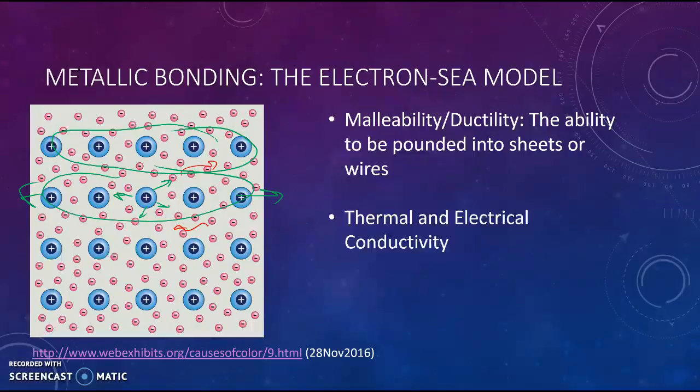And I think electrical conductivity is easy enough to understand. These electrons can move. They can react to an electric field. They can move through the metal, kind of just jumping from one cation to the next. And so it can conduct a charge through the metal.